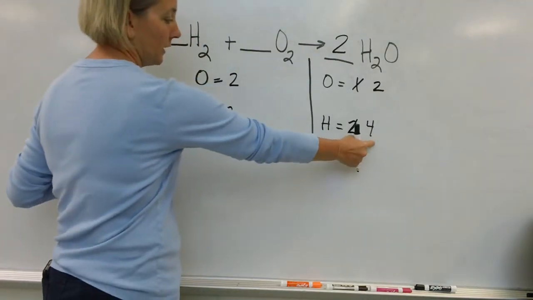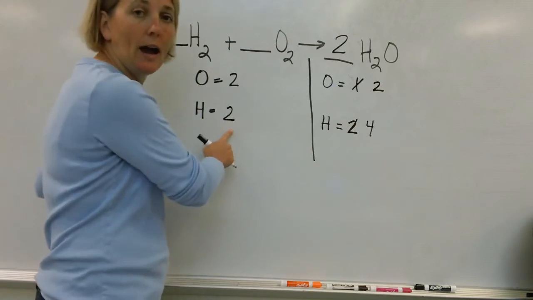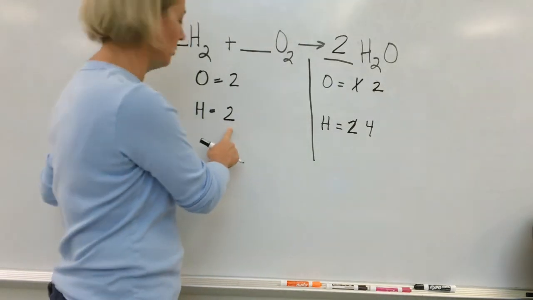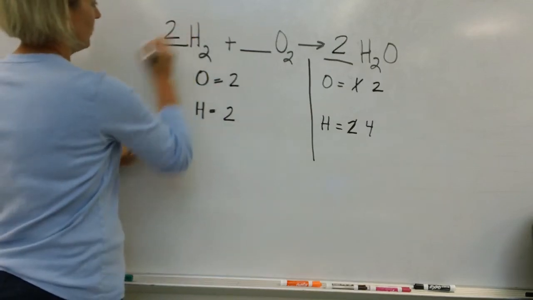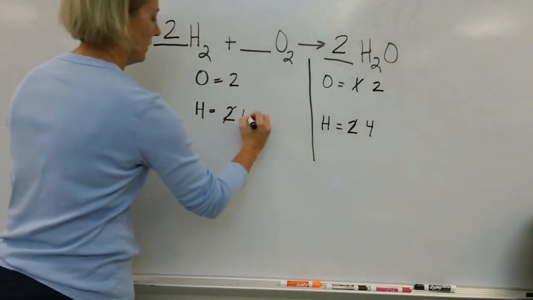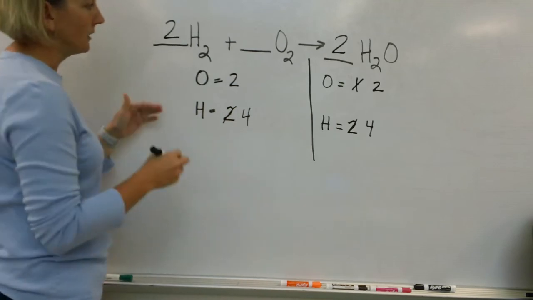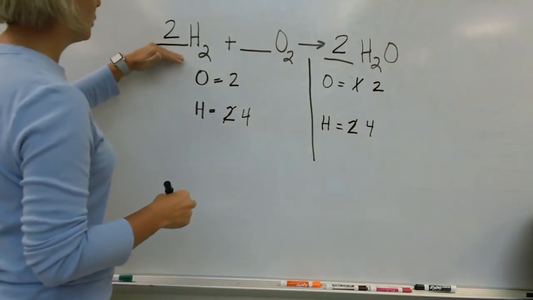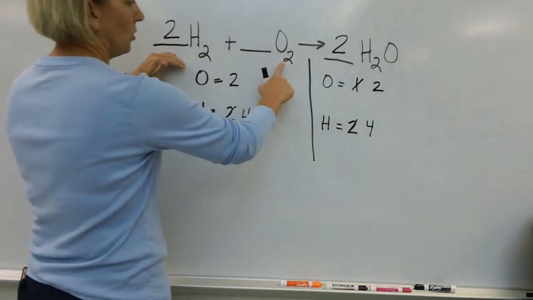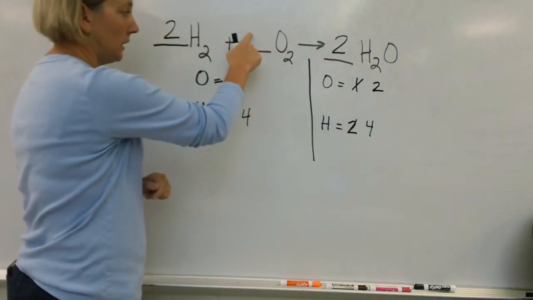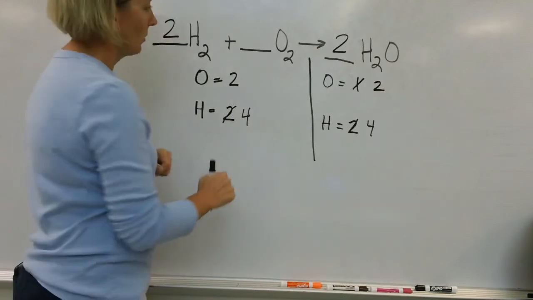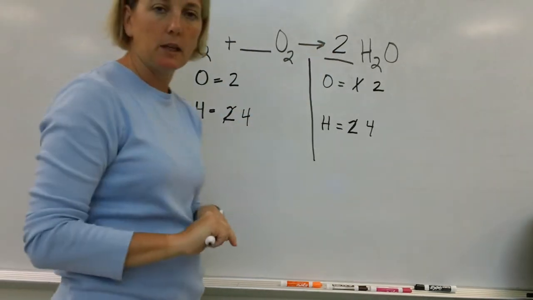So I have 4 over here. I only have 2 here. I need to figure out what number times 2 gives me 4, and that's the number I'm going to put here. If I place a 2 here, 2 times 2 is 4. So a balanced equation in this case, 2H2 plus O2 equals 2H2O. We're not going to write anything here because we don't need to, okay? And so this is how we go about balancing chemical equations.